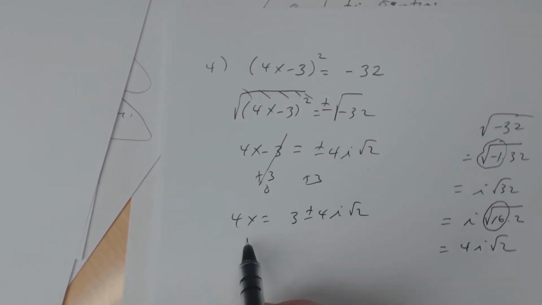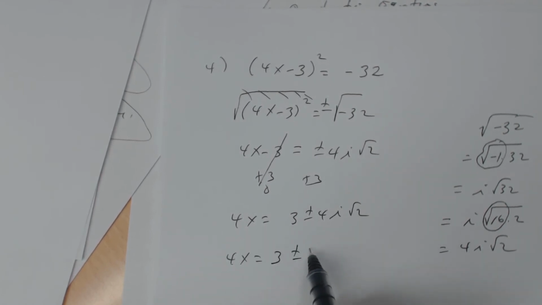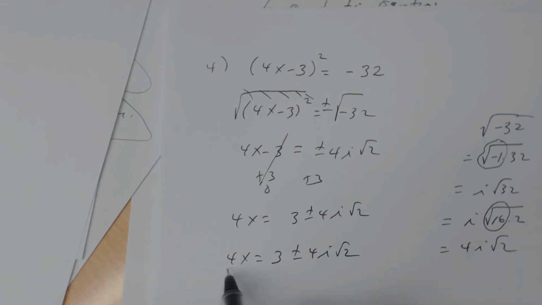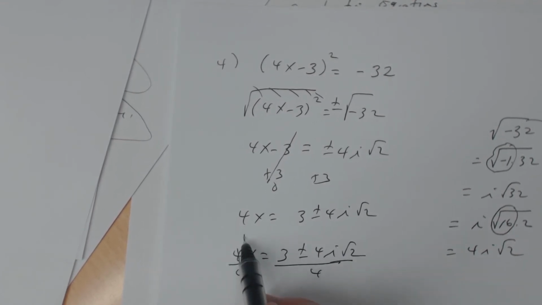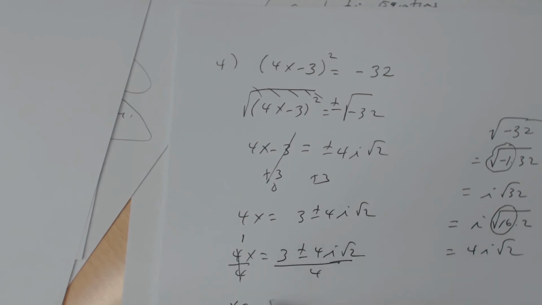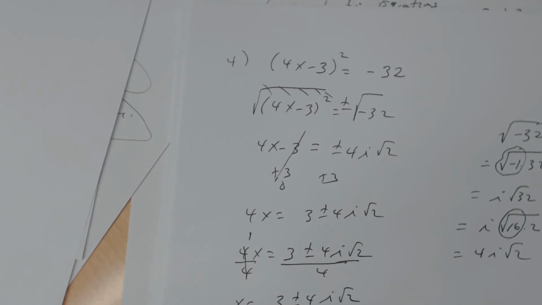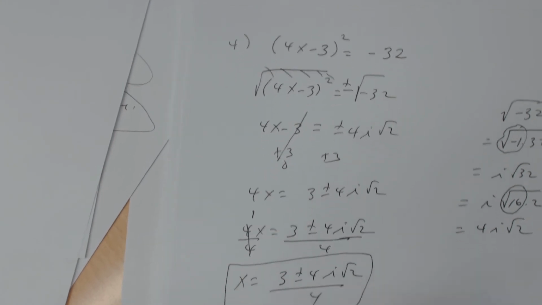And then finally, to get x by itself, you divide both sides by 4. So I'm going to go ahead and rewrite this: 3 plus or minus 4i square root of 2. So divide by 4. Divide by 4. 4 divided by 4 is 1. 1 times x is x. So I get 3 plus or minus 4i square root of 2 all over 4. All right, so there's your answer there.